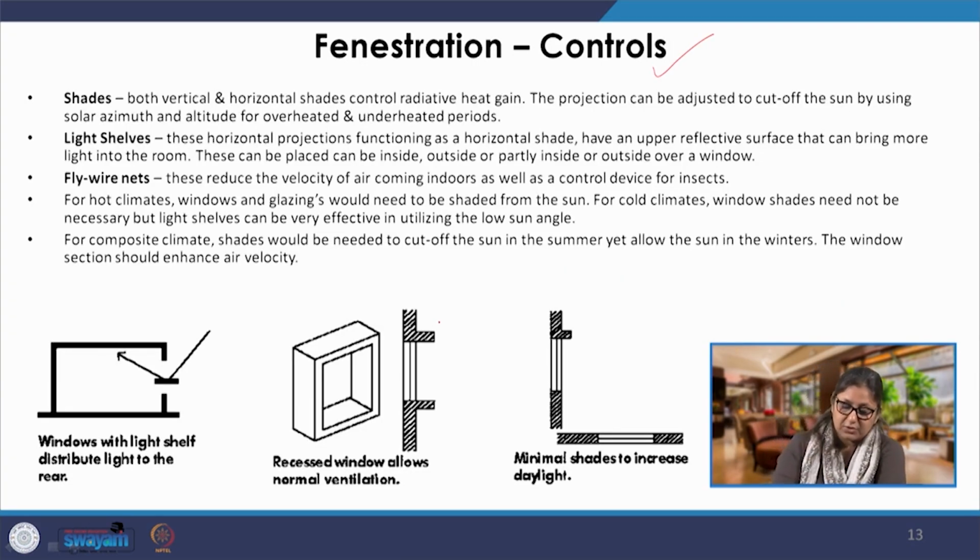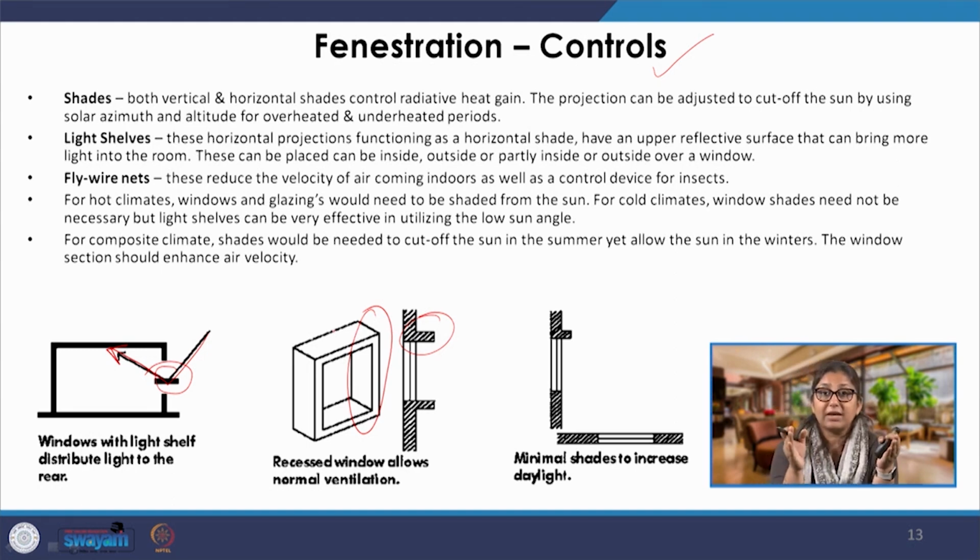So, we might be talking about the shades, we might be talking about features such as light shelves, which help in penetrating the light into deeper areas of the room, or we might be talking about not just horizontal projections, we might be talking about the vertical projections, the shading devices. So, these are the controls of fenestration.